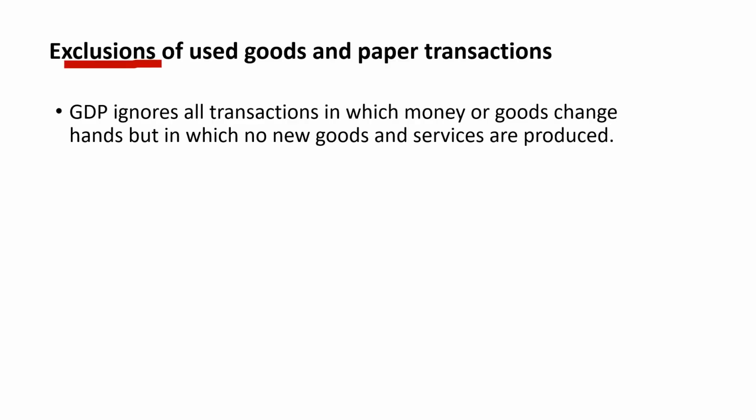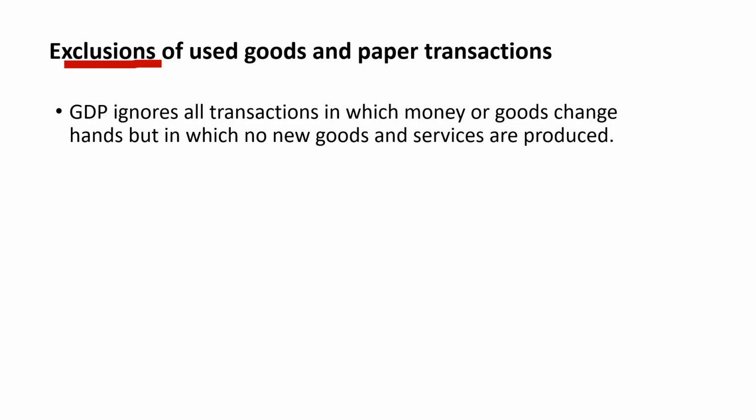Exclusion of used goods and paper transactions. GDP ignores all transactions in which money or goods change hands, but in which no new goods and services are produced. There are items that do not get considered as part of GDP, for example, the sale of used goods and paper transactions. No used goods are included. For example, when Miriam purchases a car from her father or resells a book she received from her father, these transactions are not counted in the GDP. So only newly produced goods are counted in GDP.